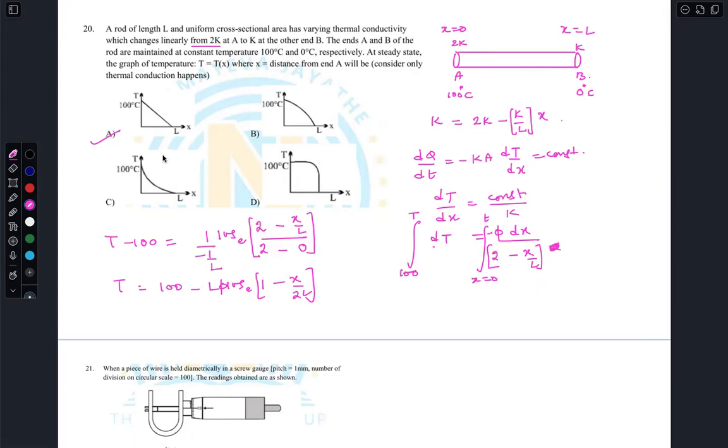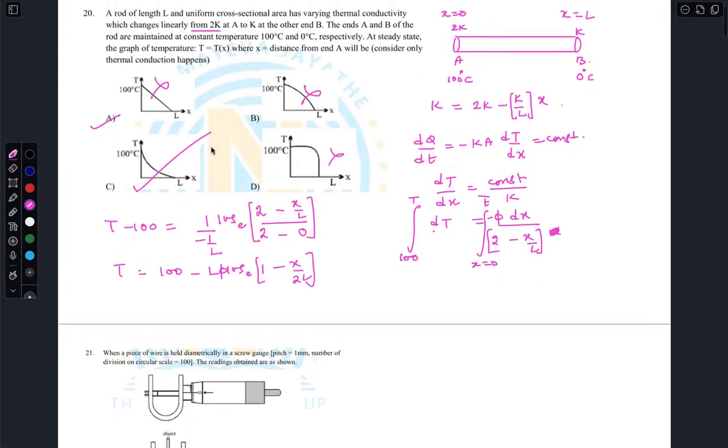Obviously, these are not the graphs for this. Also, from this you can say the slope is undoubtedly negative, and as x increases, the slope decreases. So this is the graph. The first question can be done.